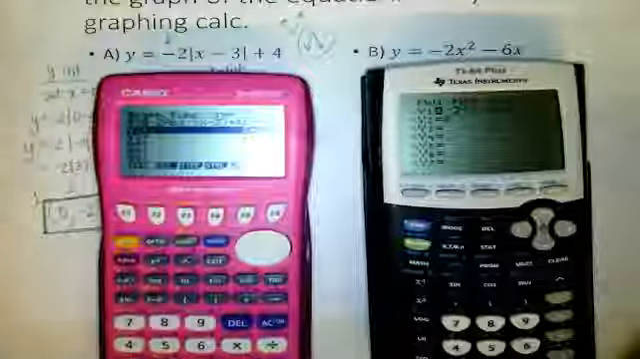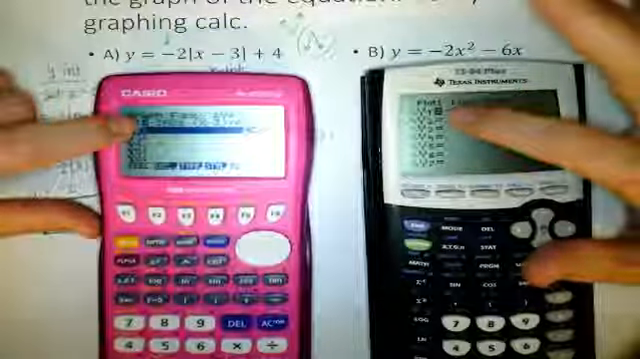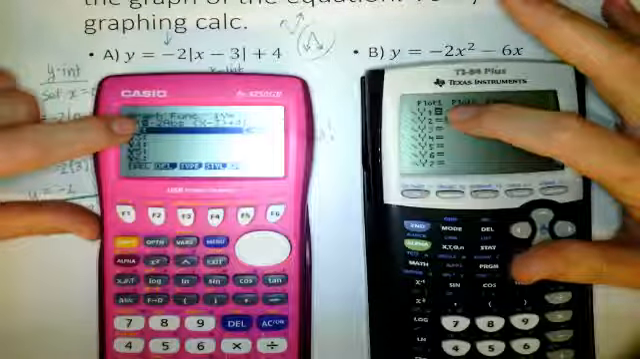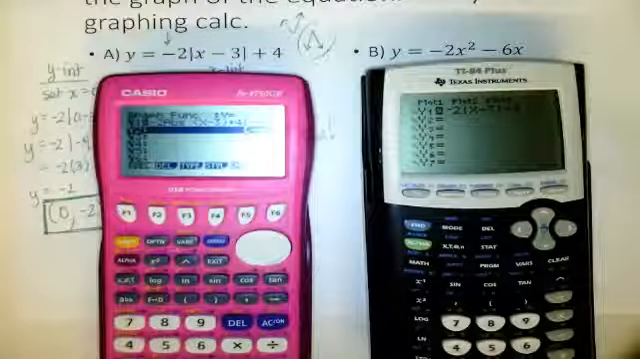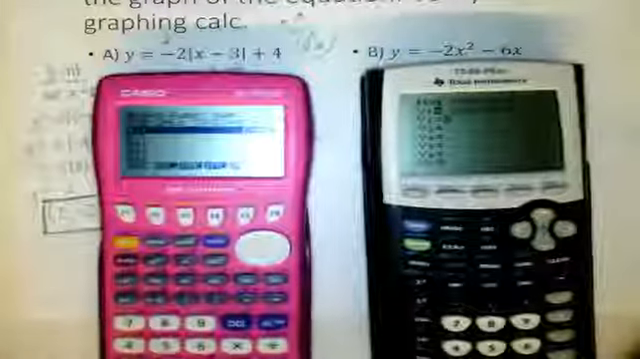Now, for both calculators, you'll notice that the equal sign is highlighted. That's really important because if the equal sign is not highlighted, it's not going to graph anything. That's sort of the clue that it's ready to graph.